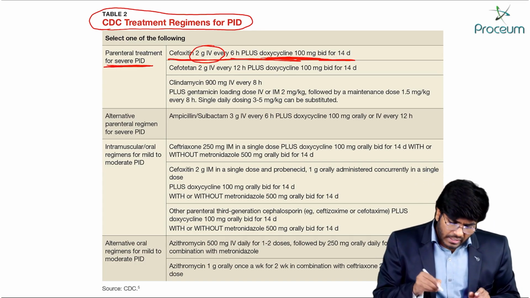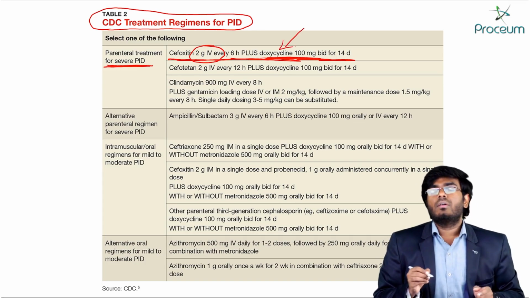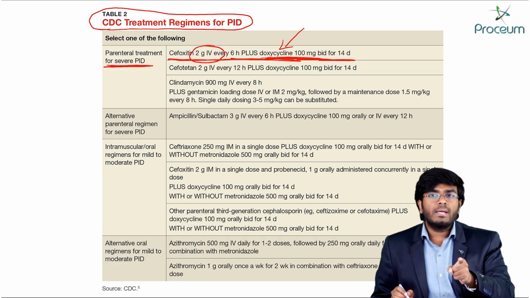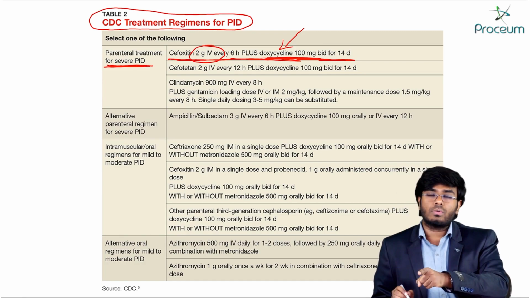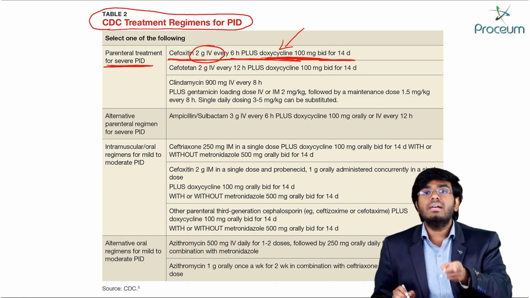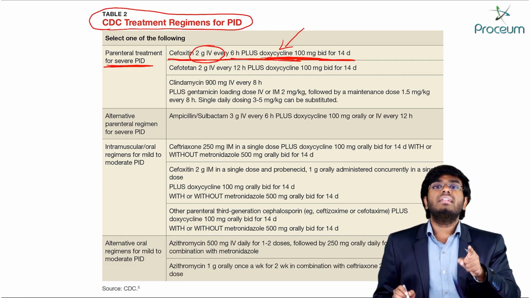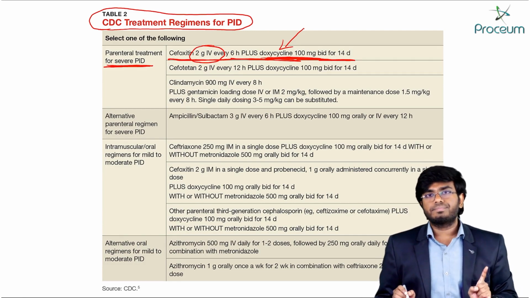Why are we using this doxycycline, guys? Remember, wherever there is gonorrhea, there will be chlamydia also. Doxycycline is the drug of choice for chlamydia, and 3rd generation cephalosporin cefoxitin will take care of the gonorrhea.